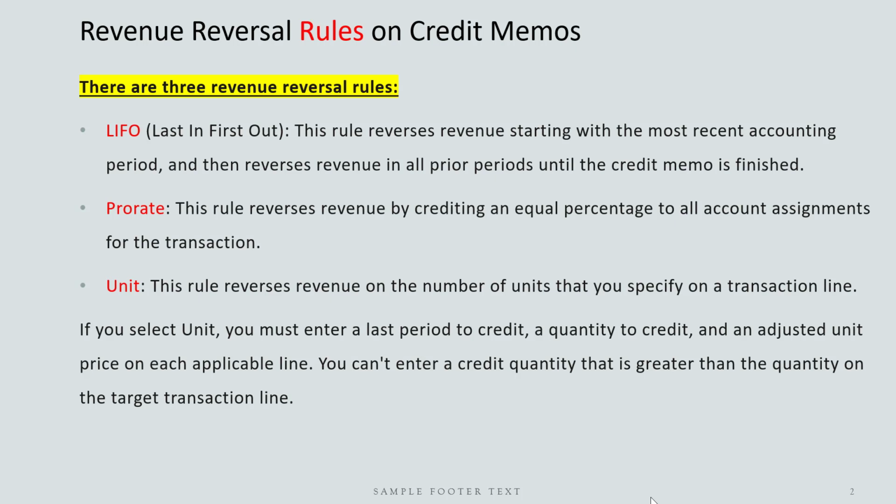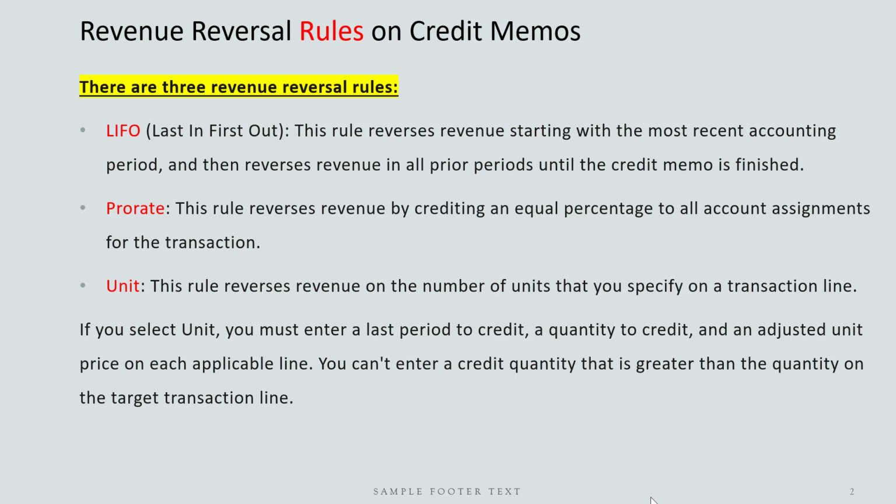As you know, for any transaction, either revenue recognition or normal transaction, there are transaction lines. So this rule reverses depending on the number of units that you specify on the transaction line. If you select the unit reversal rule while crediting these transactions, you must enter a last period to credit, a quantity to credit, and an adjusted unit price on each applicable line. You cannot enter a credit quantity that is greater than the quantity on the target transaction line.